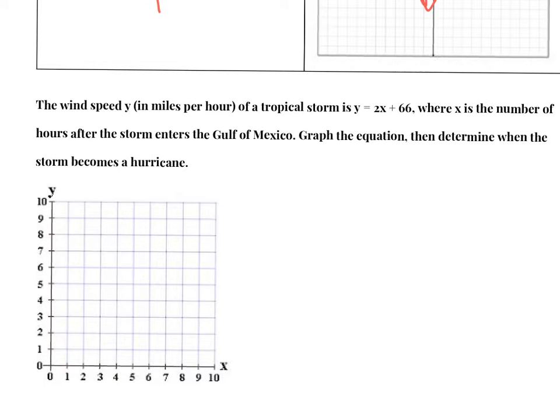So now let's try this in a word problem of sorts. It says the wind speed y in miles per hour of a tropical storm is y equals 2x plus 66. So there's our equation. They're giving it to us, where x is the number of hours after the storm enters the Gulf of Mexico. Graph the equation, then determine when the storm becomes a hurricane.